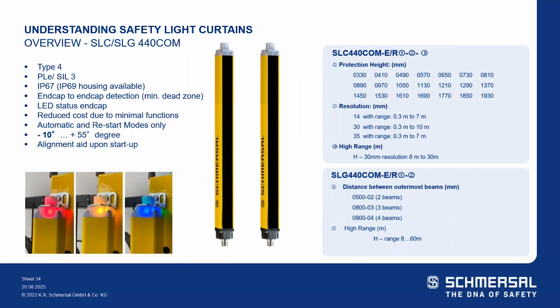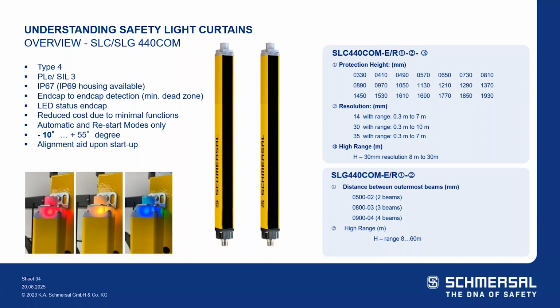So we offer our SLC and SLG 440 COM series. So this is simply your on-off type 4 performance level E SIL 3 IP67 with the option for an IP69 housing. We'll talk about those accessories for the housings in a moment. Full end cap to end cap detection, so it's minimal dead zone. So the entirety of that lens is end cap to end cap protected height area.